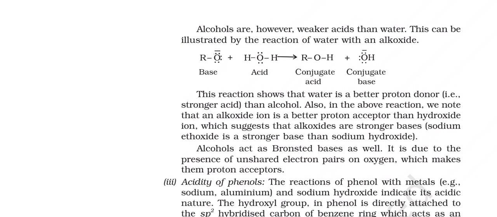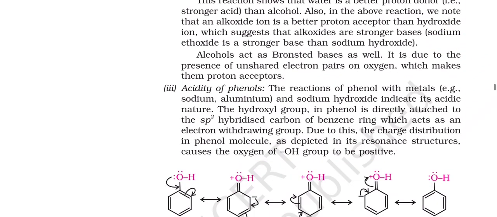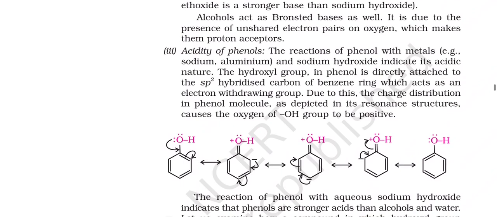Alcohols are, however, weaker acids than water. This can be illustrated by the reaction of water with an alkoxide. This reaction shows that water is a better proton donor than alcohol. Also in the above reaction, we note that an alkoxide ion is a better proton acceptor than hydroxide ion, which suggests that alkoxides are stronger bases. Alcohols act as Bronsted bases as well. It is due to the presence of an unshared electron pair on oxygen, which makes them proton acceptors.